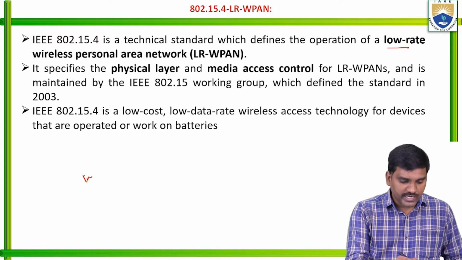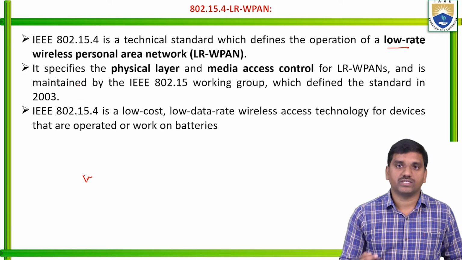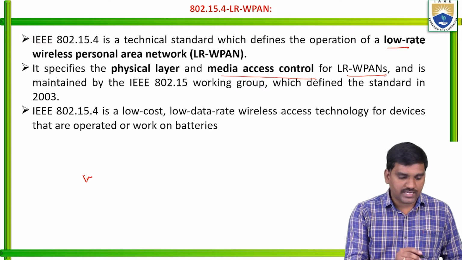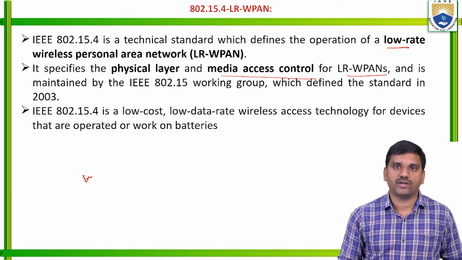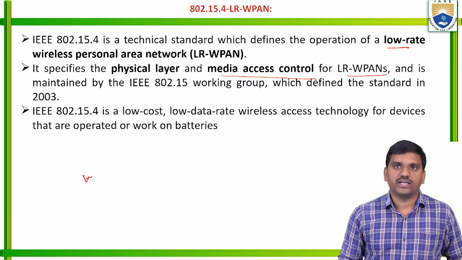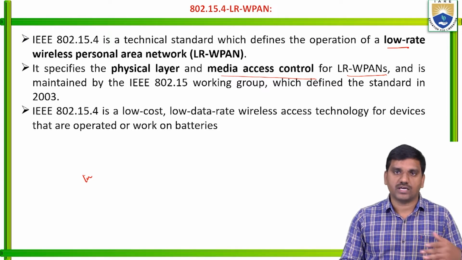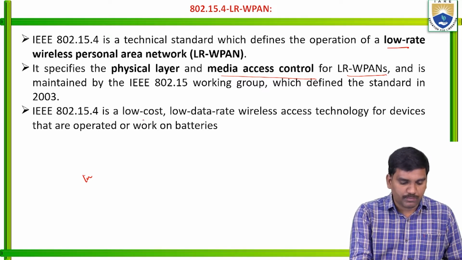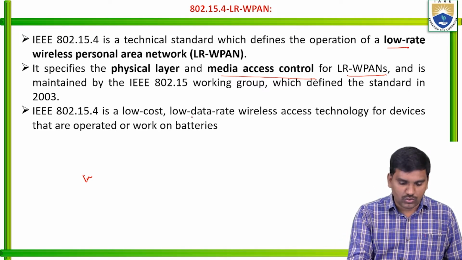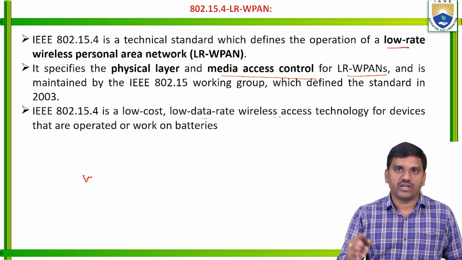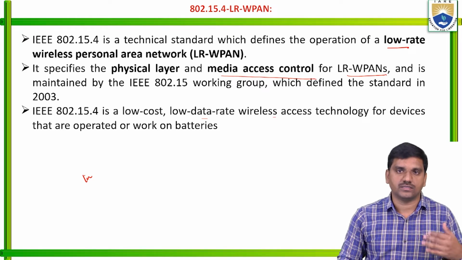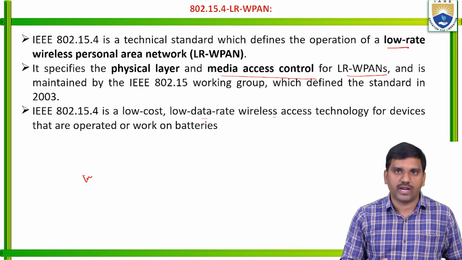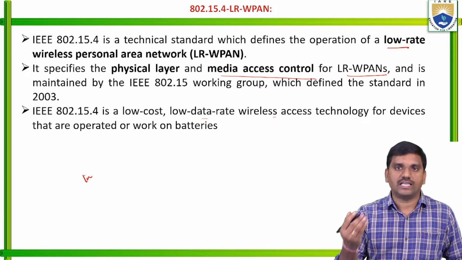Next, which layers of the OSI reference model does it specify? It deals with the physical layer and medium access layer for low rate bands and is maintained by the IEEE 802.15 working group. It was defined as a standard in 2003. 802.15.4 is a low cost, low data rate wireless access technology for devices that operate on batteries. These are some basic points of IEEE 802.15.4.